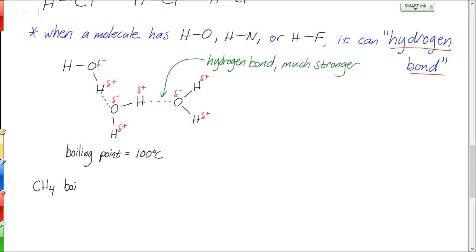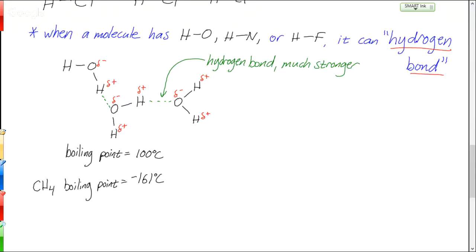If we look at methane, which is nonpolar, actually I have to look this one up. It's minus 161 degrees C. So CH4 is about the same size as H2O, same kind of size molecule. But the connections in water are so much stronger that the boiling point is way, way higher.